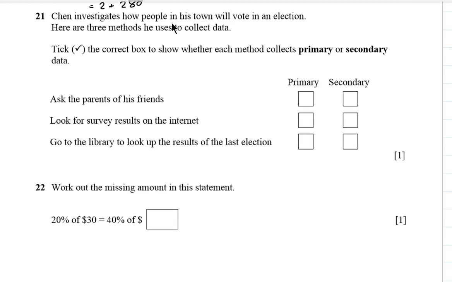Question 21. Chen investigates how people in his town will vote in an election. Here are 3 methods he used to collect data. Tick the correct box to show whether each method collects primary or secondary data. Ask the parents of his friends. When he asks the parents, he will collect the data by himself, so it will be primary. But look for survey results on the internet. Using the internet means that he will use information from someone else. So we put a tick here. It will be secondary, not directly from him. Go to the library. Of course, the library will also be secondary data.